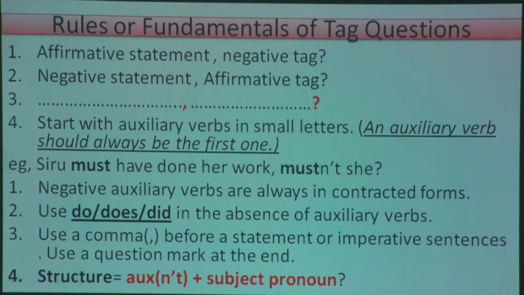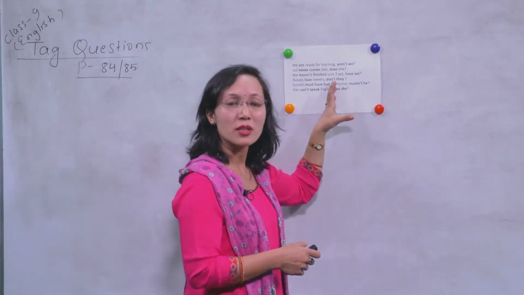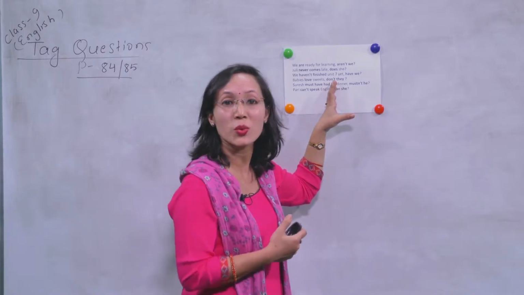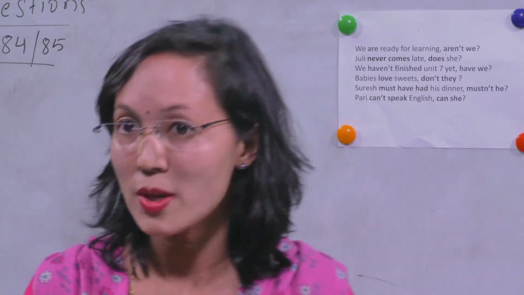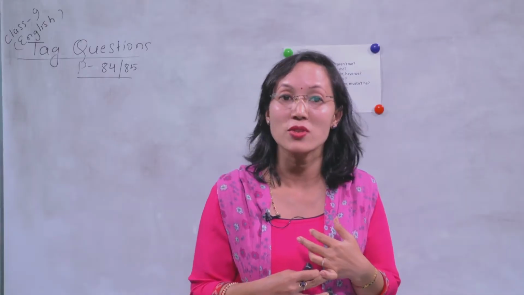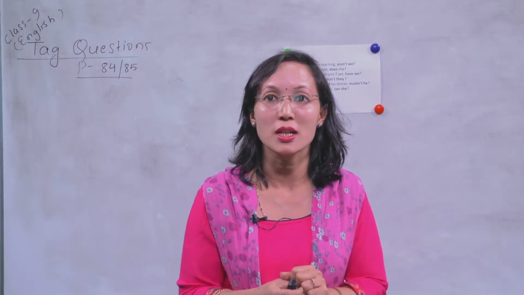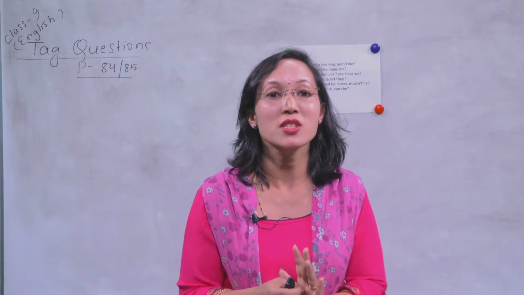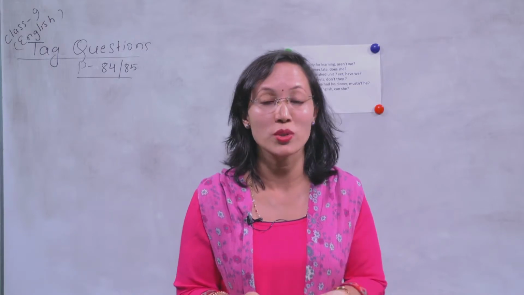Now the negative auxiliary, this is already done. So use do, does, did in the absence of auxiliary verbs. As I have already told you, the auxiliary is the word that we start tag questions with, but what should we do when there are no auxiliaries? In that case, we need to take the help of the do, does, did verb. It is a kind of auxiliary. Do is for plural present form, does is for singular present form, and did is for past form. I think you know these things.